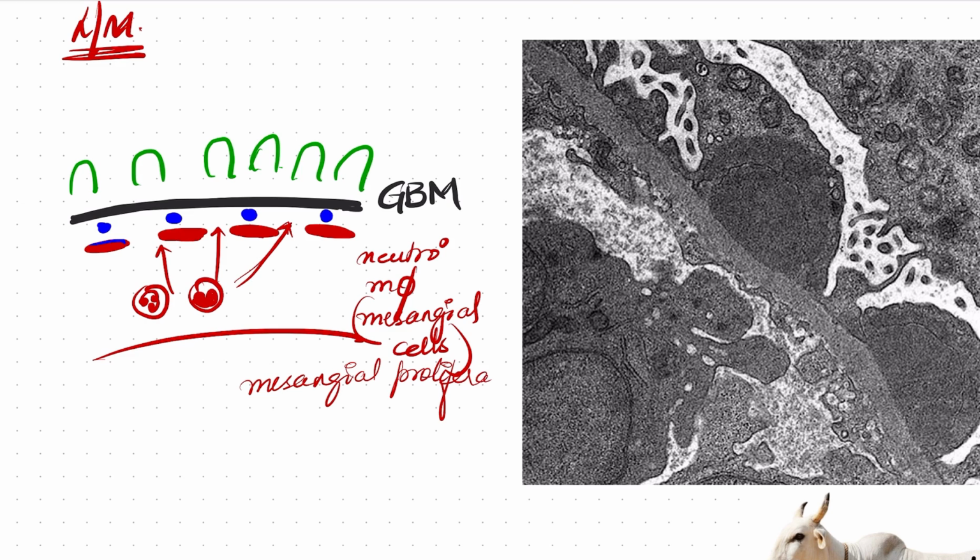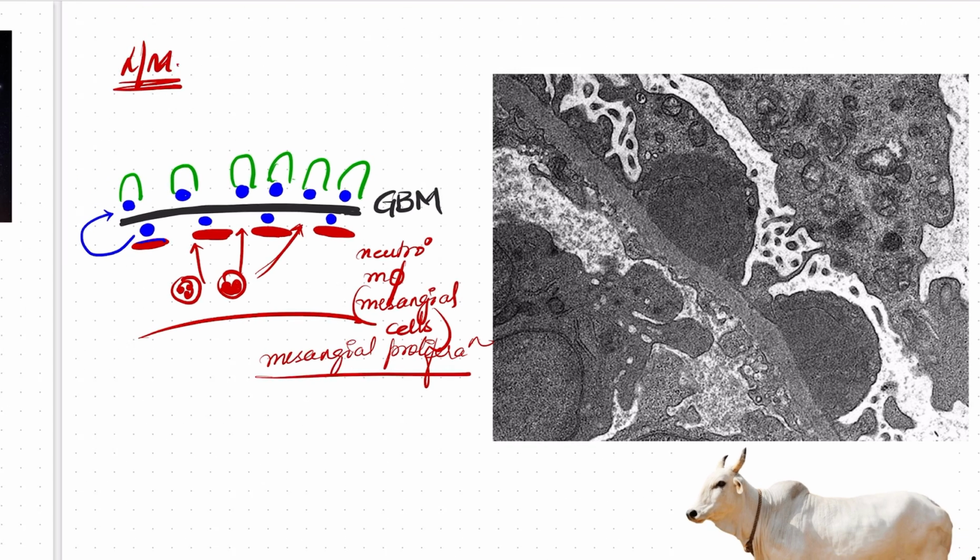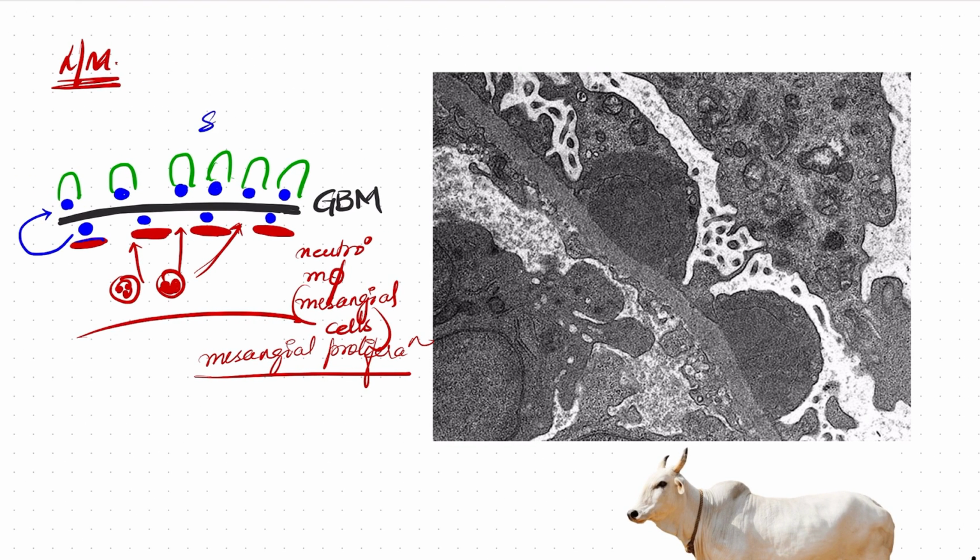Hypercellularity. The glomeruli appear hypercellular. As the disease progresses, the subendothelial deposits also move subepithelially, under the podocytes. Under each podocyte, the subepithelial deposits form. As the disease progresses, these are called subepithelial deposits.